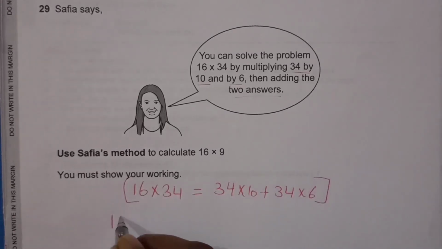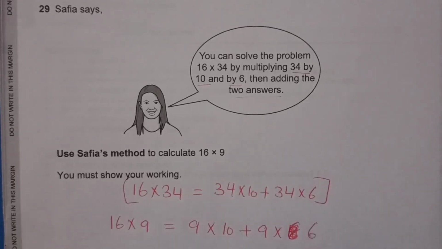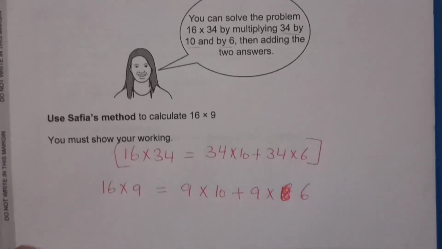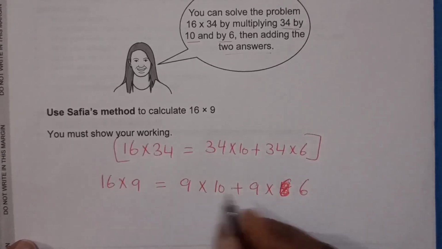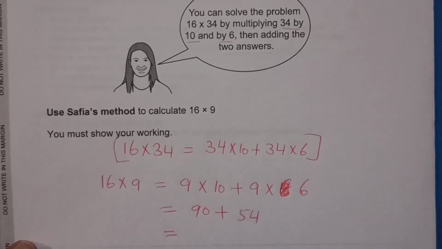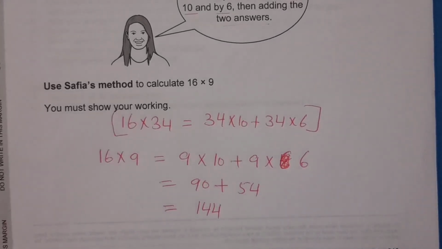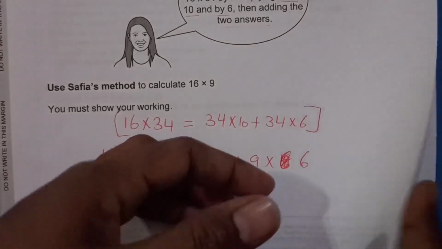So we have 16 times 9. This can be done as 9 times 10 plus 9 times 6 here. So this is 90. 9 times 6 is 54. So when you add this, you will get 144. So that is the final answer here.